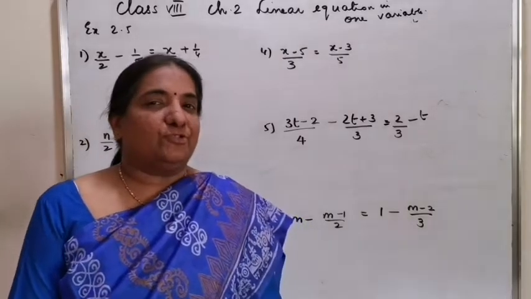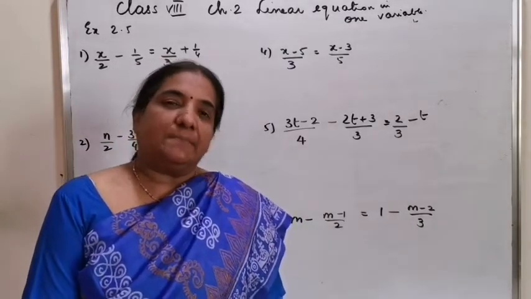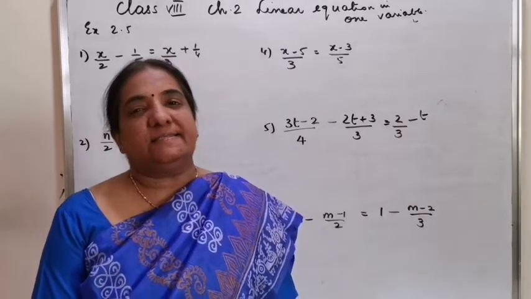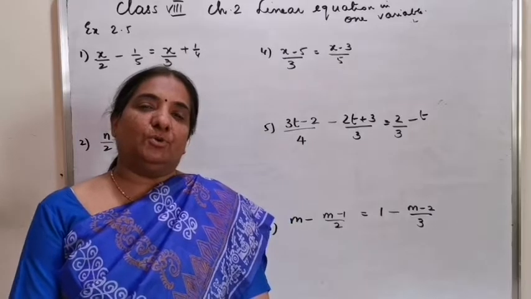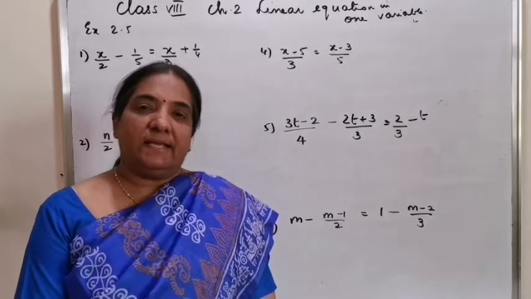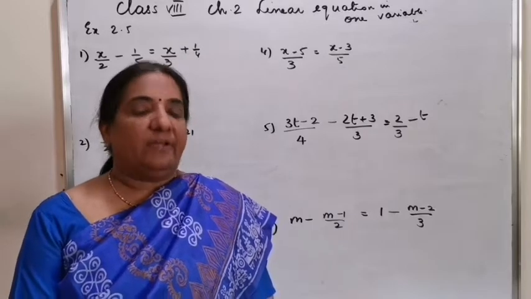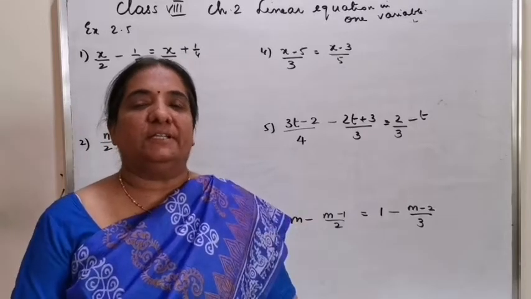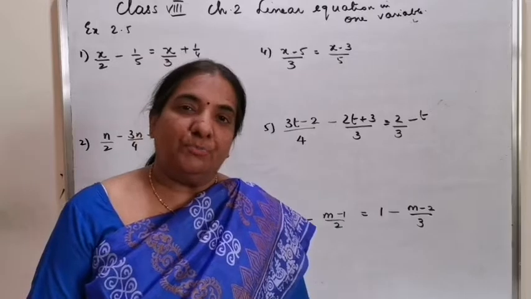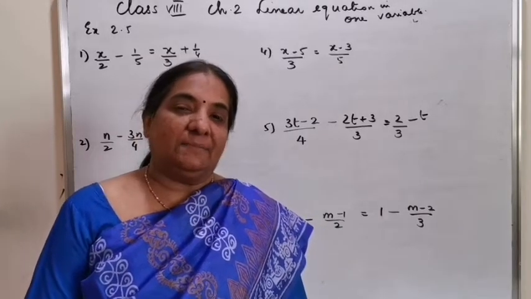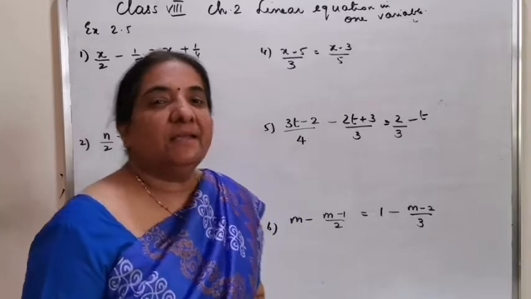Before solving any equation, all the variables should be on the left hand side and the constants on the right hand side. Take LCM on both sides separately, then cross multiply and get the answer for x or whichever variable is involved in the question. I hope you have done it on your own, and you can check the method by which I am doing the answers.